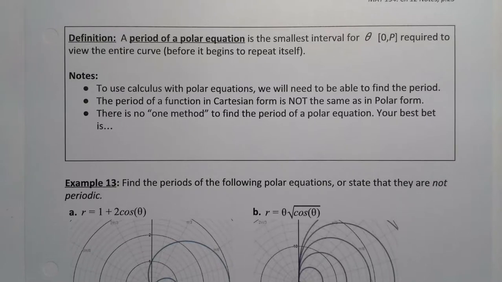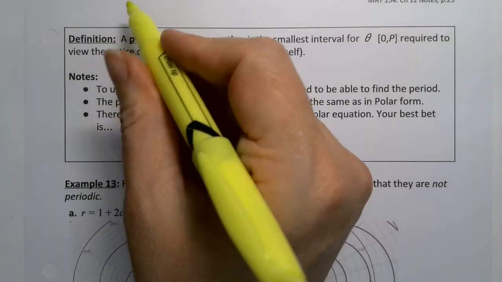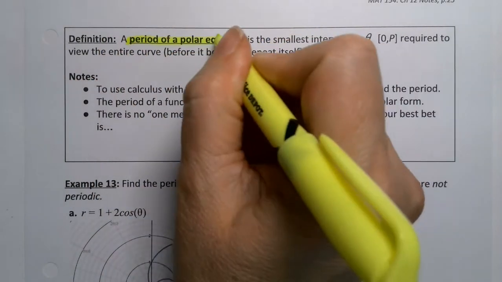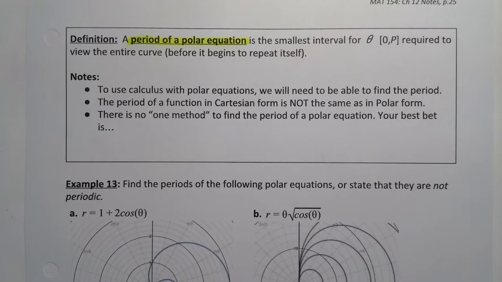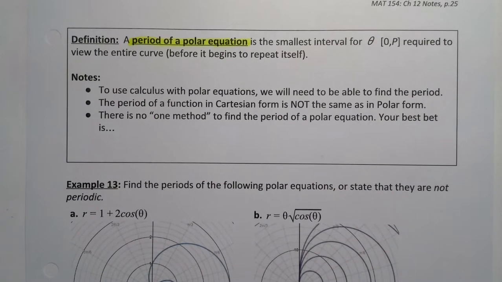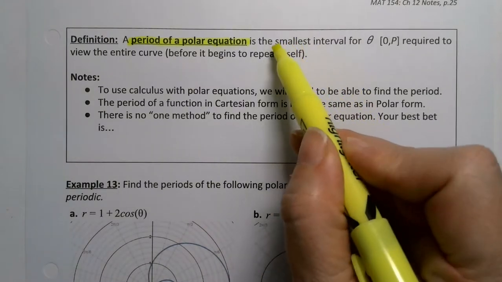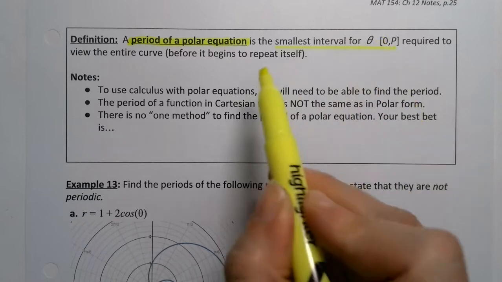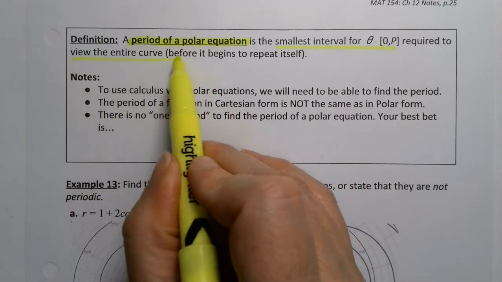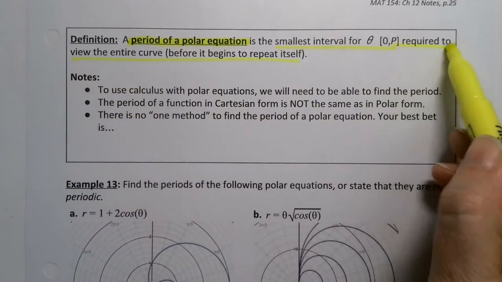As we've alluded to in the last few videos, a polar equation has a period. But that period for the polar equation is not the same as the period for the rectangular equation. Rectangular equations have periods that are a little bit more set in stone, but the polar equation's not so much. So the period of a polar equation is the smallest interval from 0 to p for the angle theta that's required to view the entire curve, in other words, before it repeats itself.